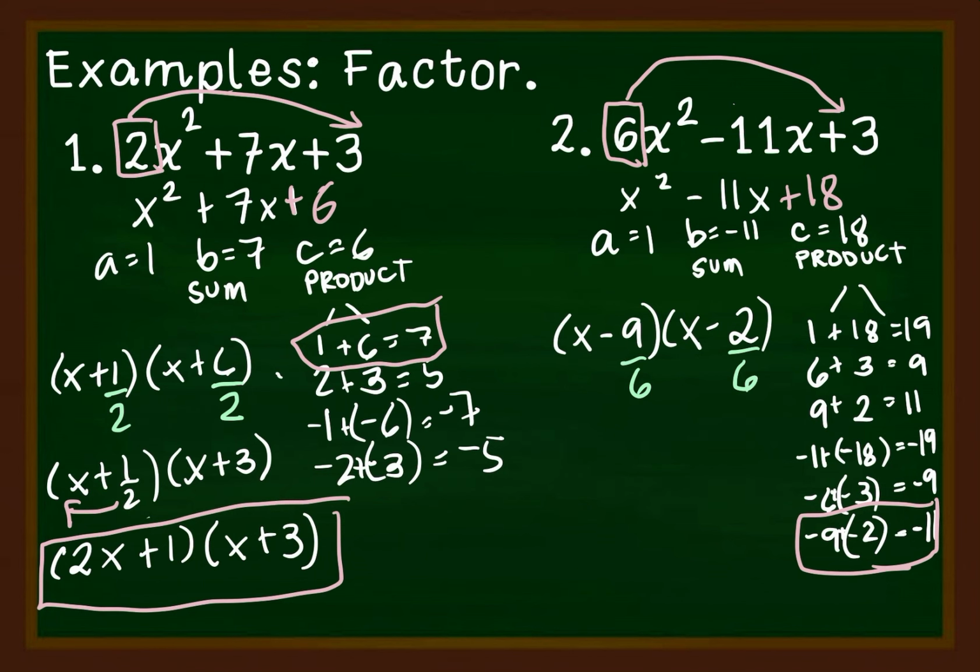And we simplify. 9 over 6 can be simplified as 3 over 2. Bakit? Kasi 9 and 6 are both divisible by 3. So, 9 divided by 3 is 3, and 6 divided by 3 is 2.